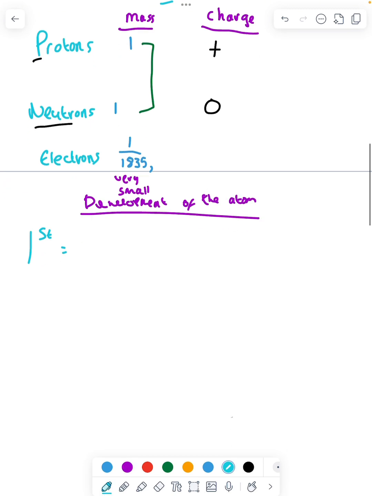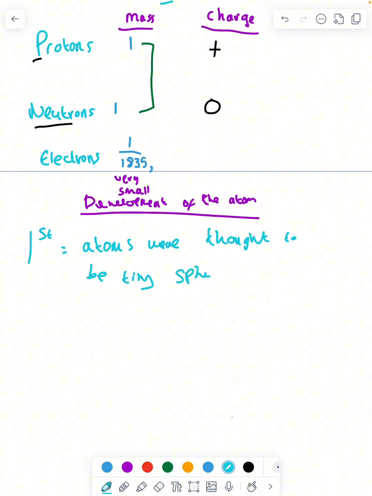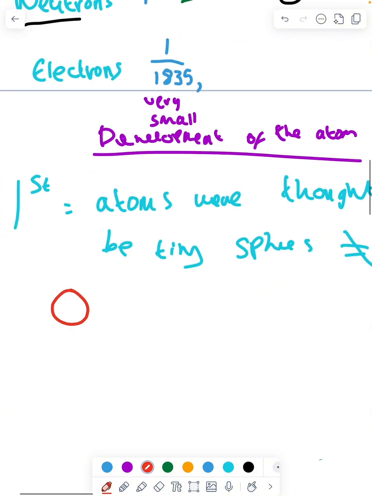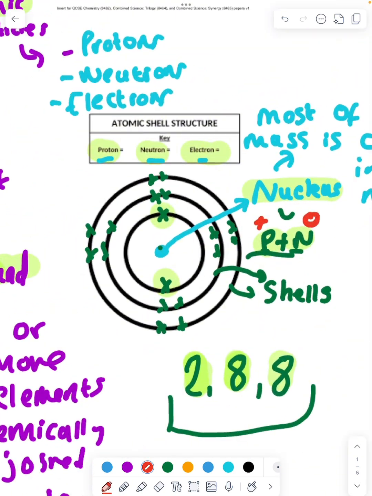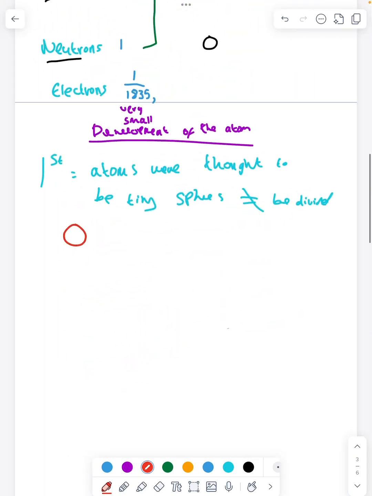So in terms of the development of the atom, atoms were first thought to be tiny spheres that can't be divided. So just tiny spheres that you can't break, right? We're going to really look at how we went from this, just a tiny sphere, to this, how it changed over time. You can see a big difference between them, right? We're going to talk about the changes that were made to get to that point. So again, first we thought atoms were tiny spheres that can't be divided.